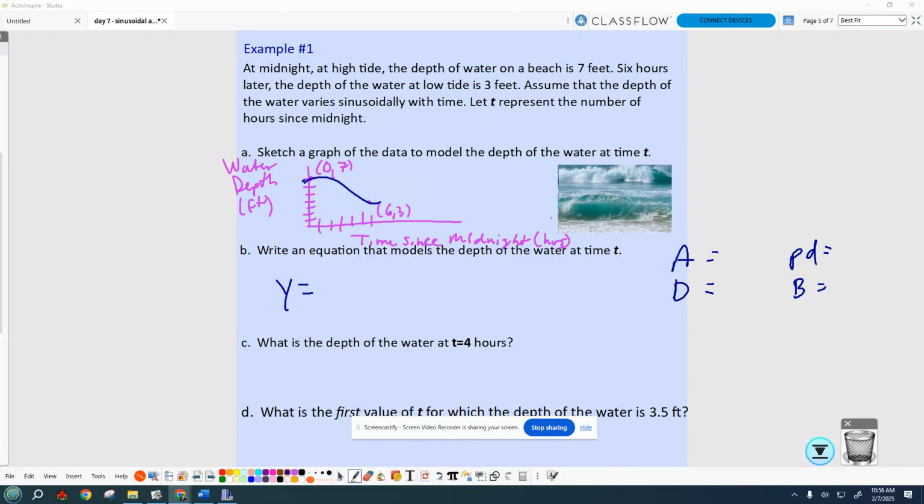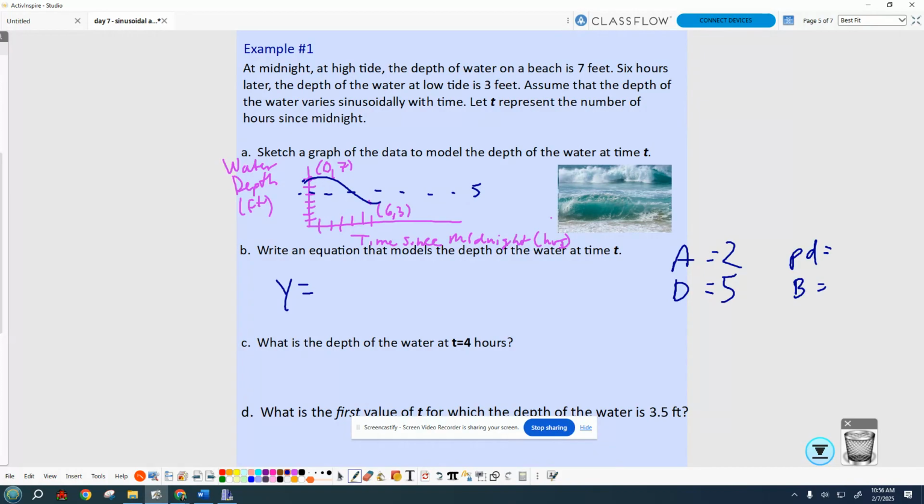Okay, let's look. What's A? Two. 2, because the high water is 7, low water is 3, the whole distance is 4, cut in half is 2. What does that make the vertical shift? What do you have on your paper? It says midline is what? Midline is 5. That's our D value. Where is the middle? 2 down from the high or 2 up from the low? The midline is at 5.